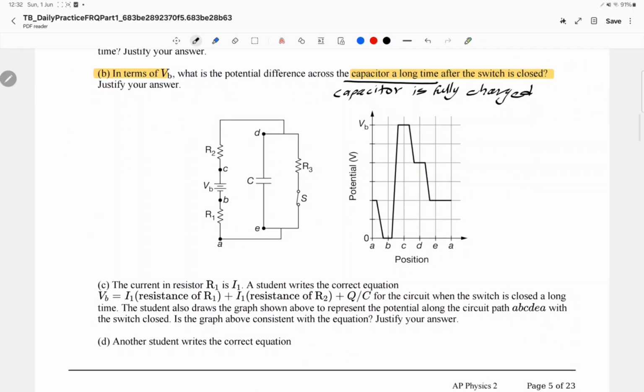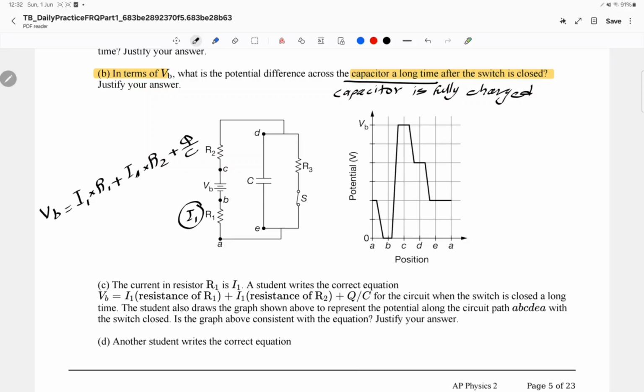Moving on to part C, the current in R1 is I1. Okay. A student writes the correct equation. The voltage of the battery is equal to I1 times R1. So let's just rewrite it here. I1 times R1 plus I1 times R2 plus Q over C.